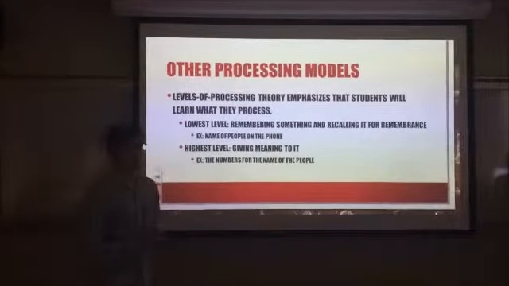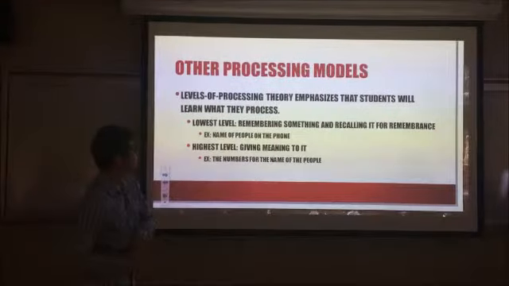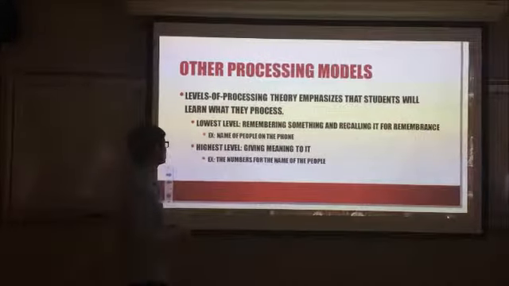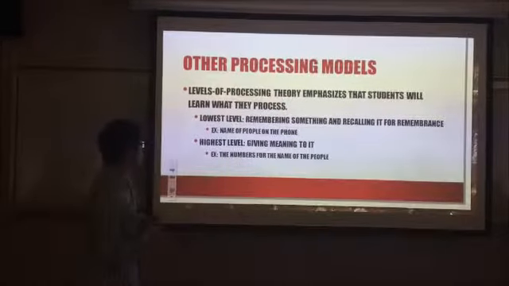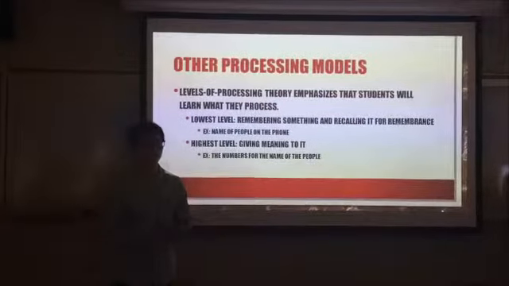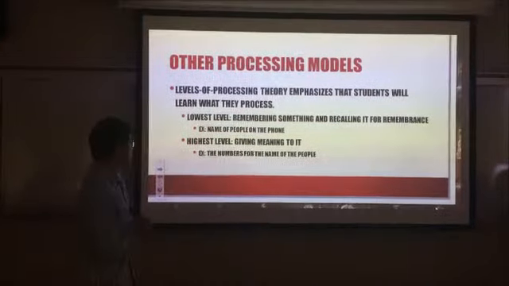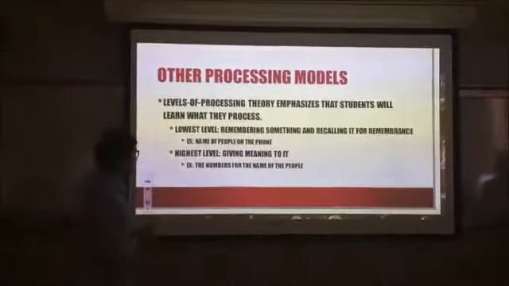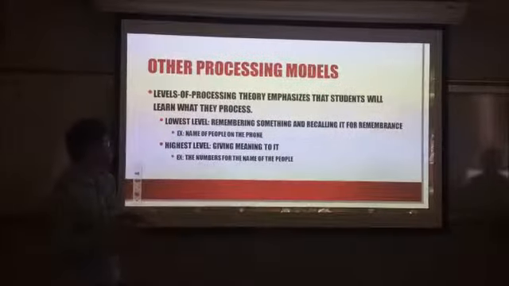There are also 2 other processing models. The levels of processing theory emphasizes that students will learn what they process. The lowest level is remembering something and recalling it for remembrance, such as the name of a person on a phone. You remember the name but not the number, which goes into the highest level, which means that you give meaning to it: the numbers for the name of the people.